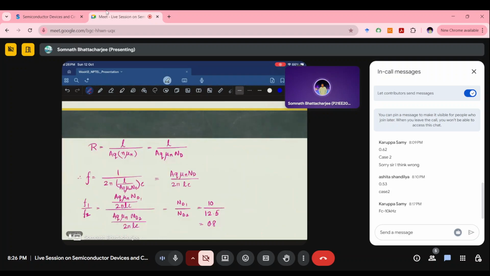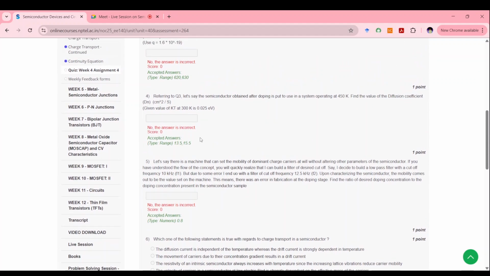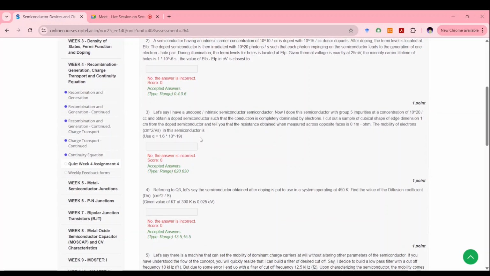Okay, so let's move on to the next one. After 5, we can't do the fourth one, so let's move on to the third one and then we'll move back to the fourth one.